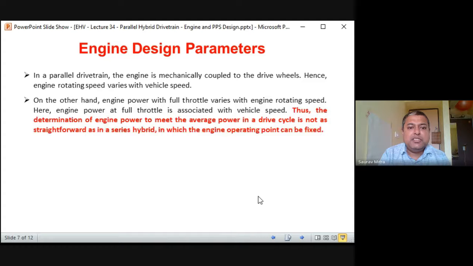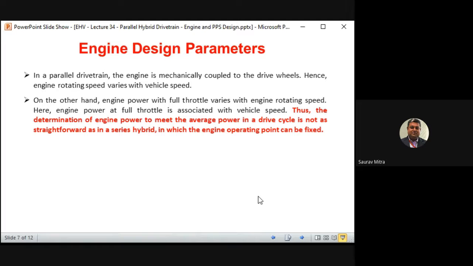On the other hand, engine power with full throttle. That means when the engine is running with full efficiency, full everything, maximum amount of fuel is coming to the engine and it is running with full throttle. So engine power with full throttle varies with the engine rotating speed. Engine power at full throttle is associated with the vehicle speed. So when the vehicle is asking for maximum power, the engine will be running with all guns blazing. It will be running with maximum output power, or maximum capacity.